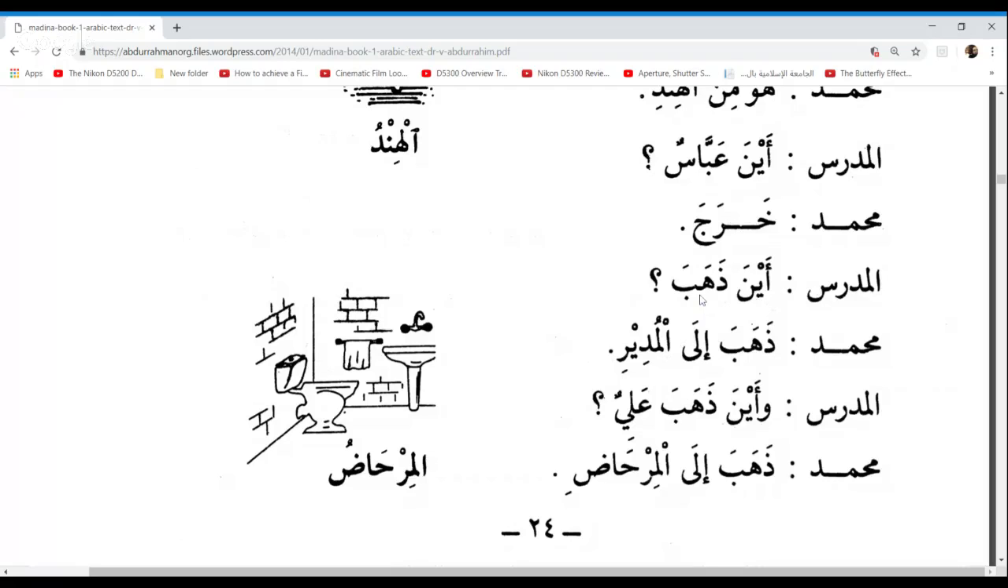And dhahaba means to go. So you're literally saying he went. Yes. So Muhammad here says kharaja, he went out, and then the teacher says aina dhahaba, where did he go? So then what does Muhammad say? Go ahead, Yusuf.